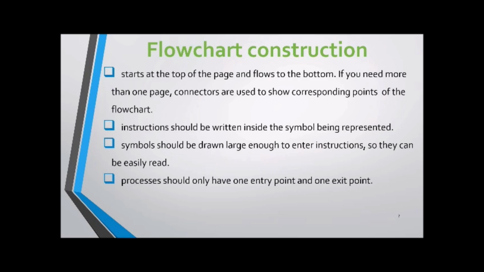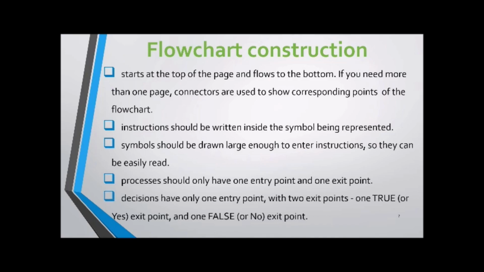4. Processes within the flowchart should only have one entry and one exit point. 5. Decisions or evaluations within the flowchart should only have one entry point, with two exit points. The exit points can be labeled true or yes, and false or no.